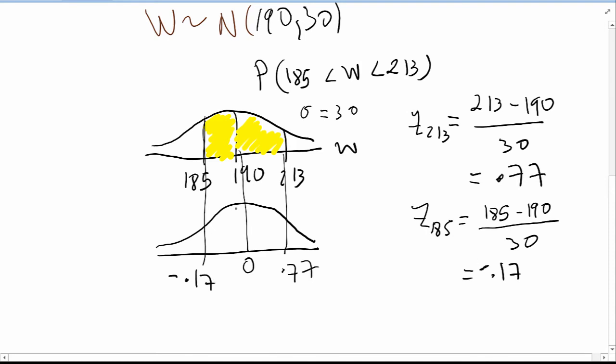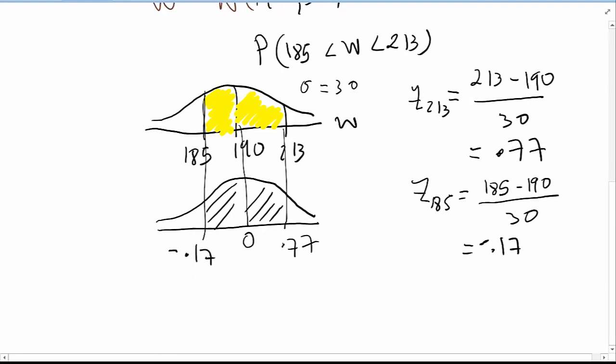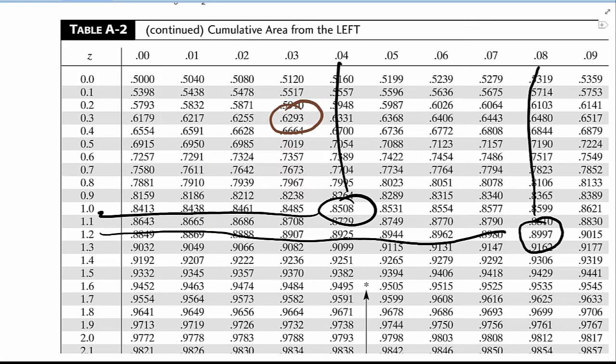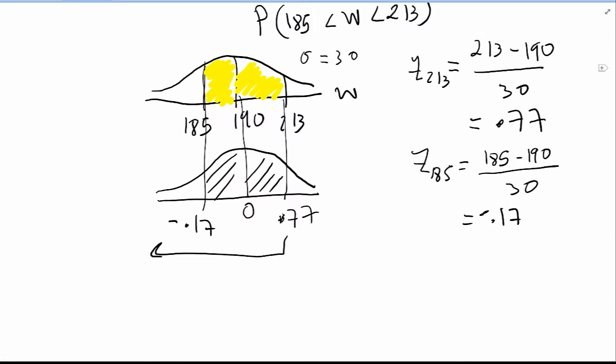Right? And still we want this area. So how we did this before, if you remember, is we read this whole area. We find what percentage of data values, in this case weights, have a z-score of 0.77 or below. So we go to the positive table, agree? In the positive table, 0.77 is right here. So that's about 78% of the data, 77.94. That means this area is 77.94.